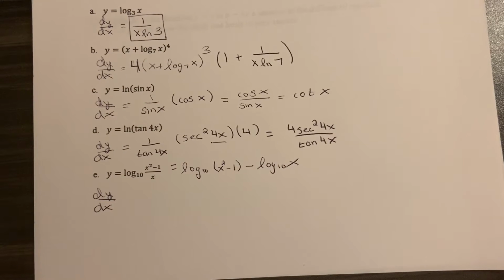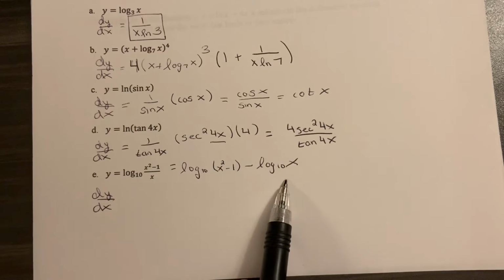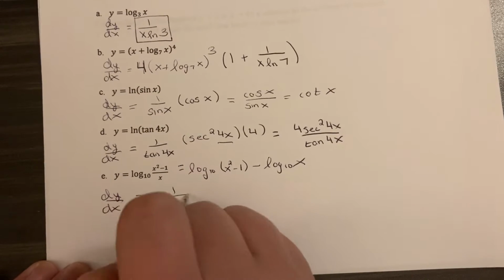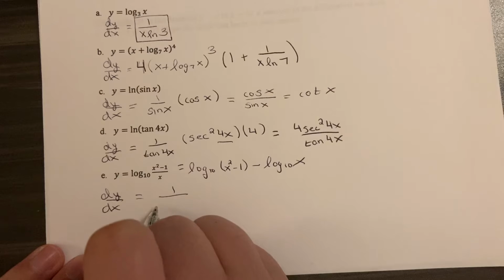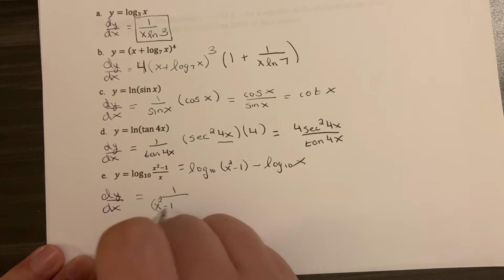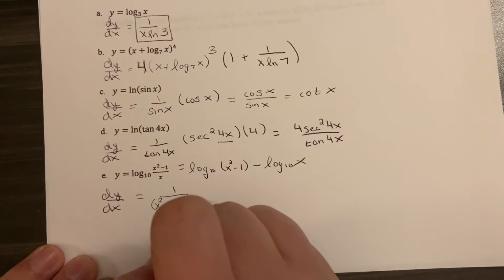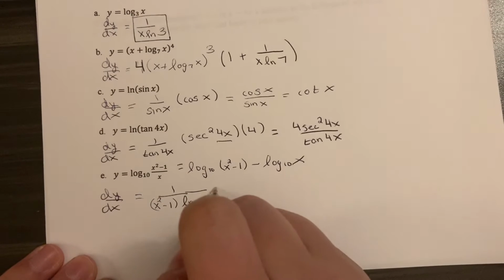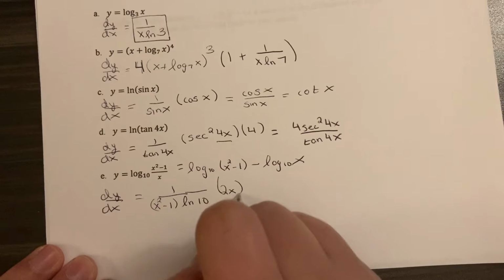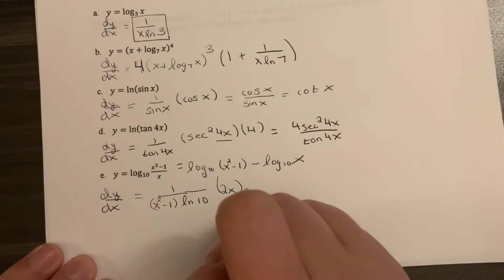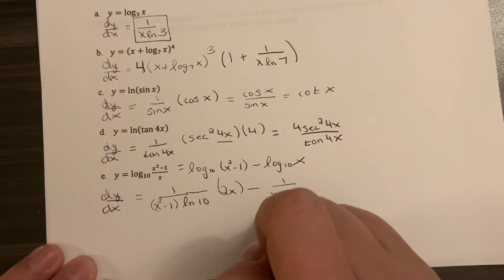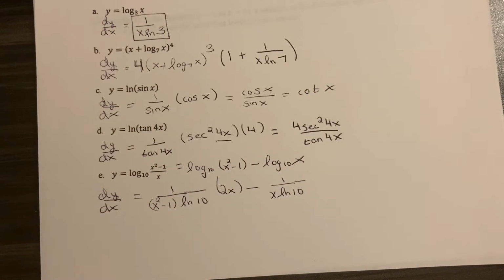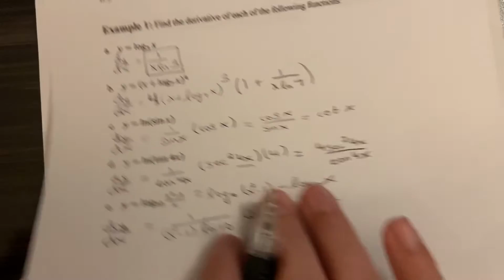So now that I have it looking like that, I can take each one individually. So for this one, I would have 1 over, so it's over the function, so x squared minus 1 times ln of the base, which is 10. But then since there's a function, I got to multiply by the derivative of that function, which would be 2x. And then this one's going to be 1 over x ln of 10. And I just stopped there with that one. Okay, so then turn the page.